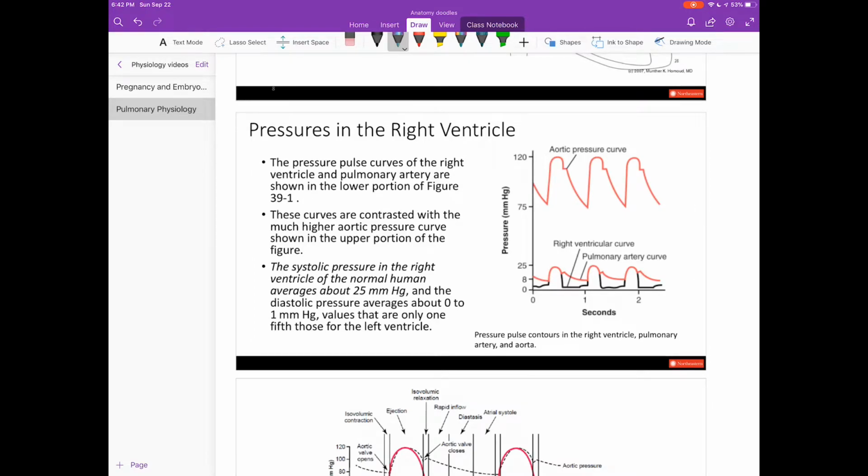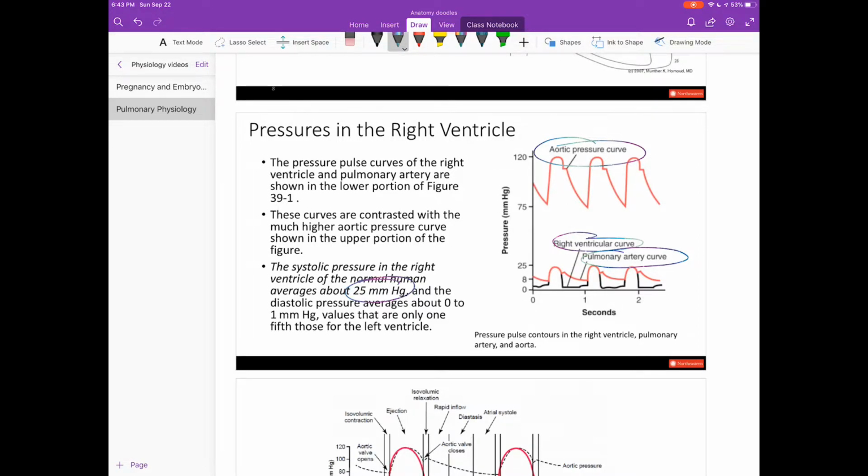So this curve shows the right ventricle in black and how it actually compares with the pulmonary artery and what we saw with the aortic pressure. Here is an important number. The systolic pressure in the right ventricle of a normal human averages to about 25 millimeters, and at systole, which we'll learn more about later.